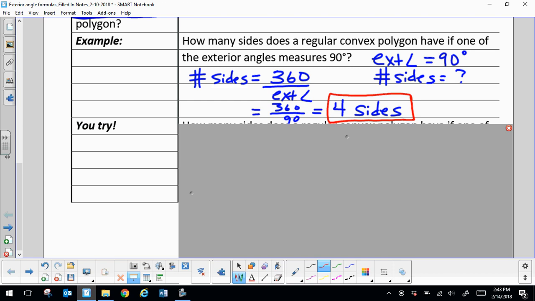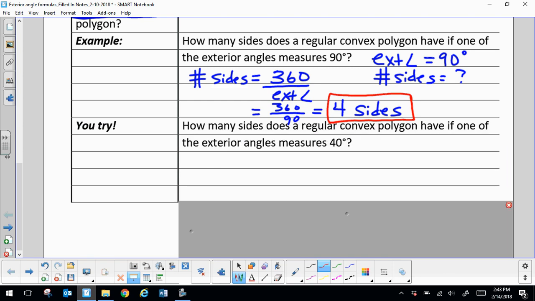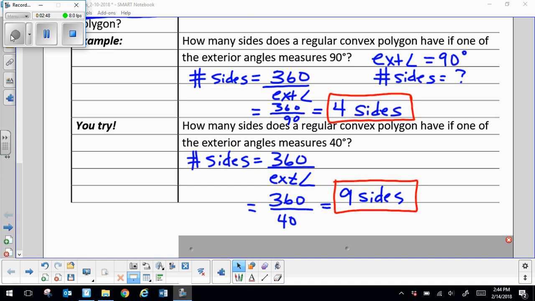All right, so same process here. Question is, how many sides does a regular convex polygon have if one of the exterior angles measures 40 degrees? Go ahead and pause the video and come up with the number of sides of that guy, and then check your work. All right, and you should have come up with 9 sides given a 40-degree exterior angle measure. We will always find that to have 9 sides.